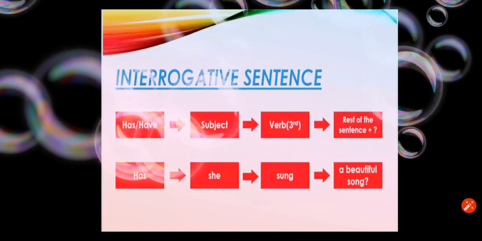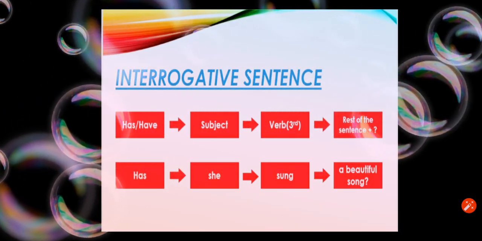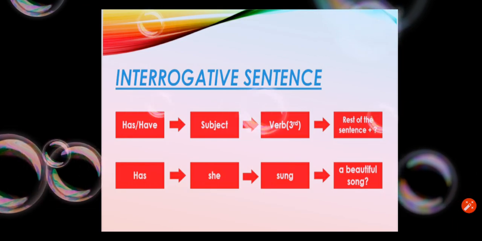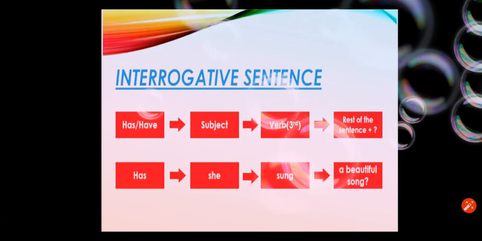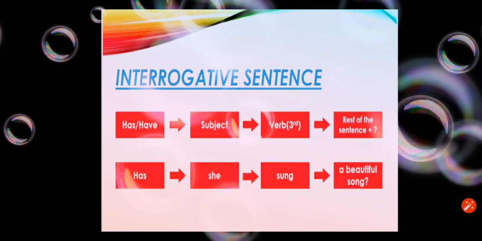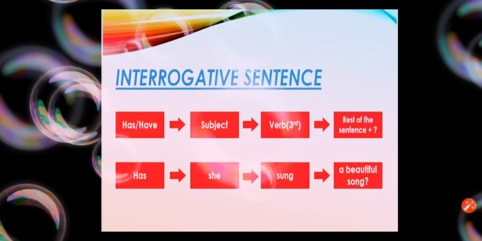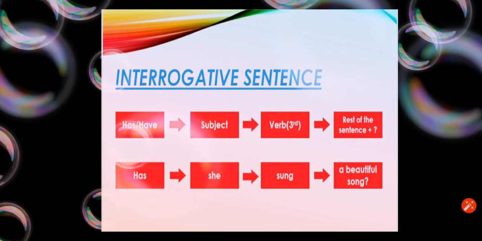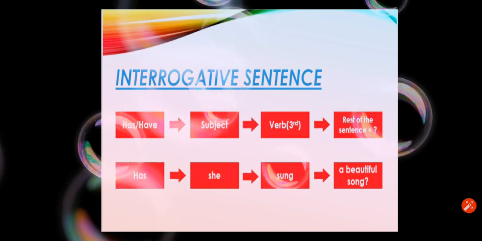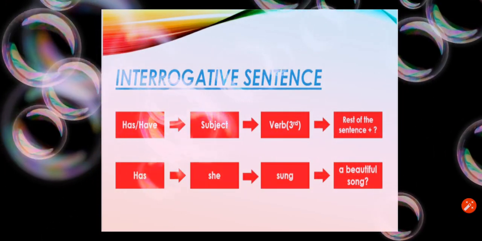Here has is used as a helping verb, then the subject is she. Because the subject is singular, we will use has. Then the verb's third form sung, and after that the rest of the sentence, a beautiful song, and with a question mark.